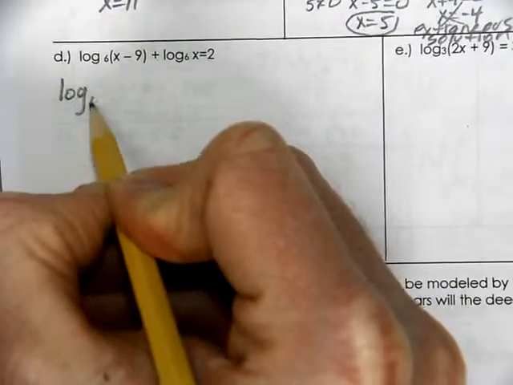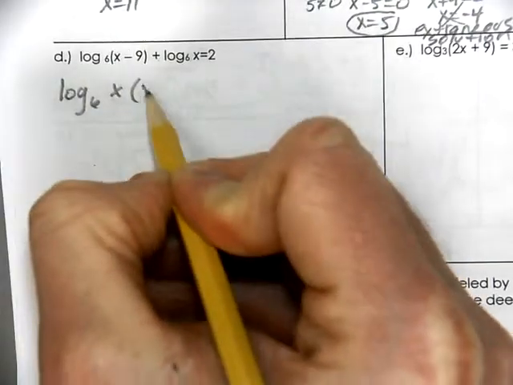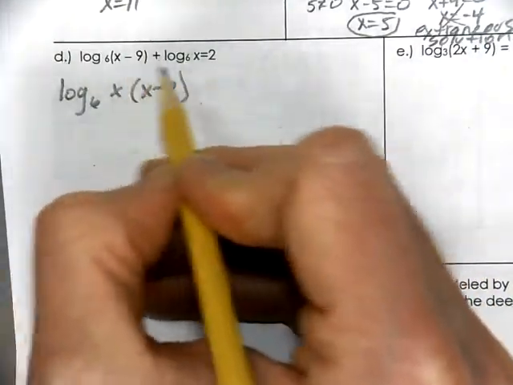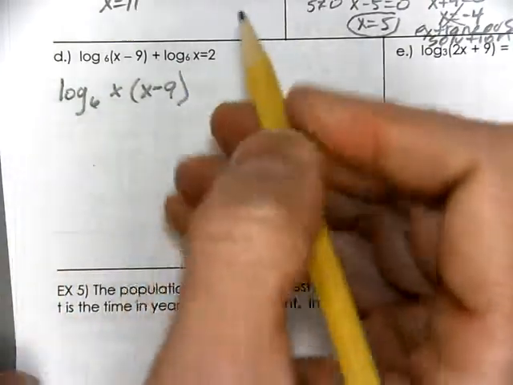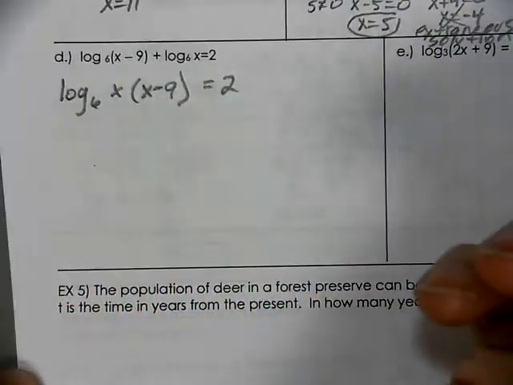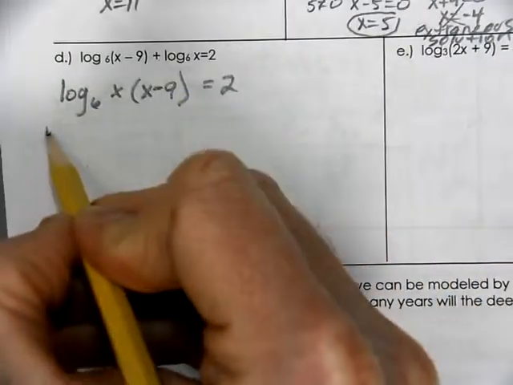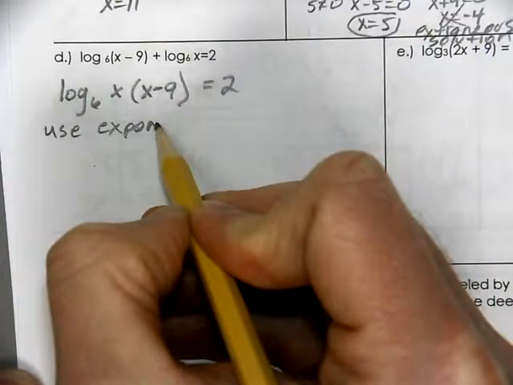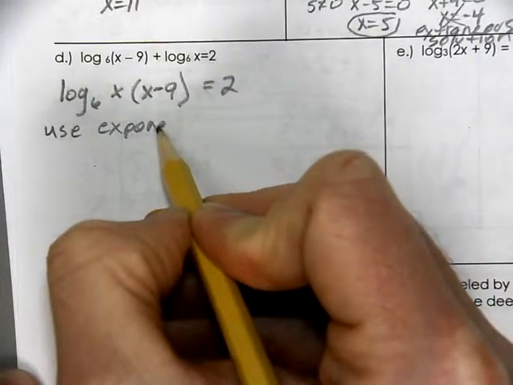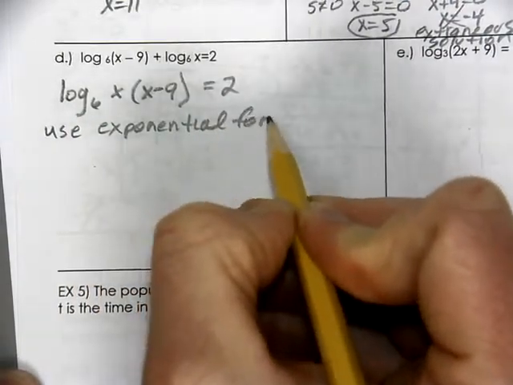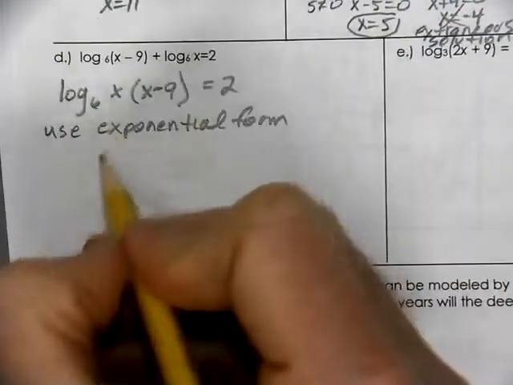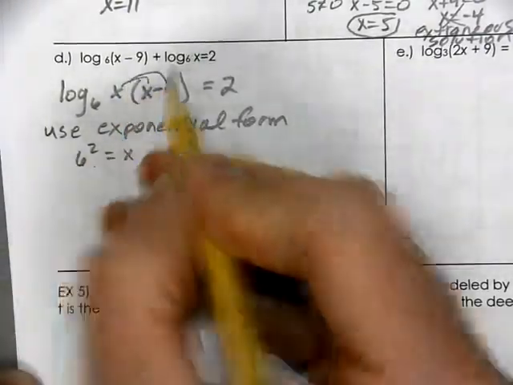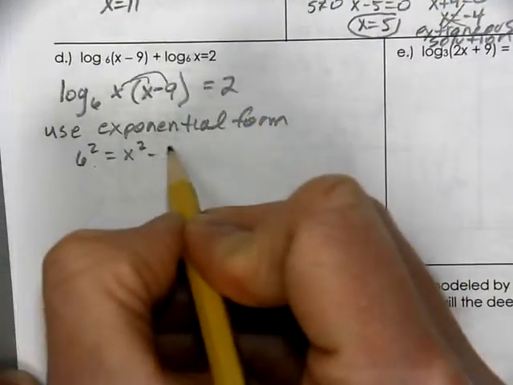So I'm going to write it with a single base. I'll put the x in front just so it really looks like what we're used to with needing to distribute, and that still equals 2. So now we're going to use exponential form, which is going to be 6 squared equals x squared minus 9x.